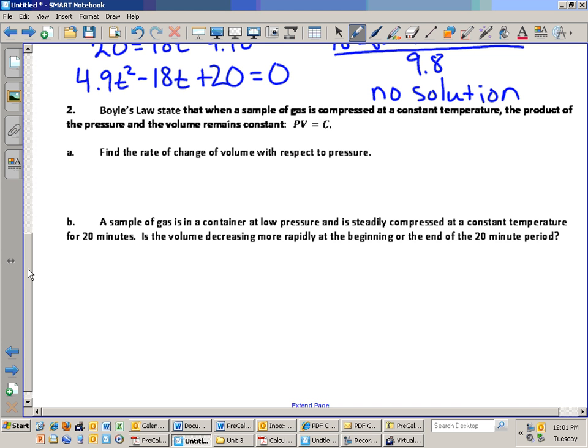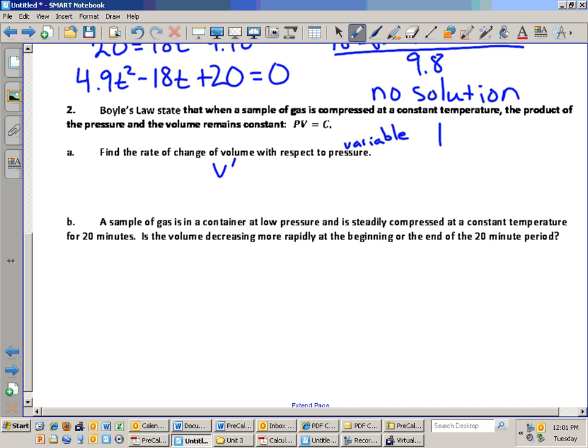So rate of change of the volume with respect to pressure. Okay. Now let me just make sure we understand this. It's saying the rate of change of volume. So what we want to find is V prime. With respect to pressure, that means that pressure is our variable. How can I rewrite PV equals C so that it's written as a function of volume with pressure as the variable? How would I do that?